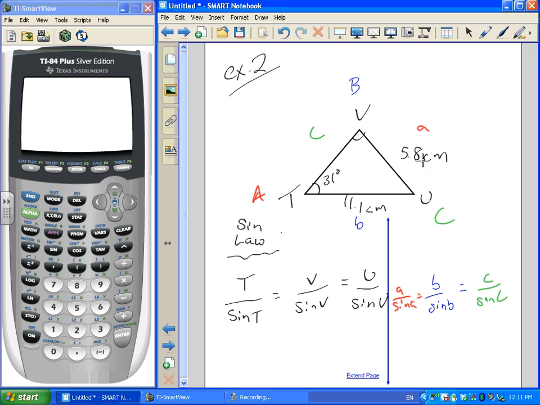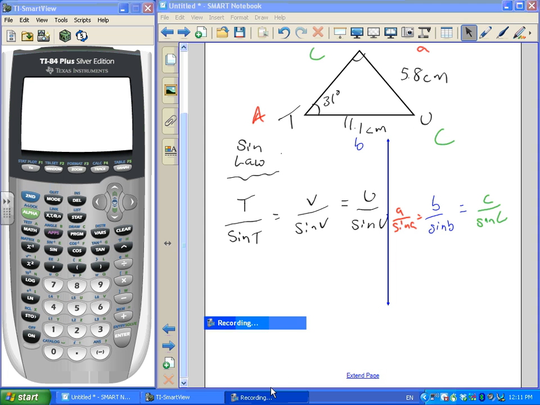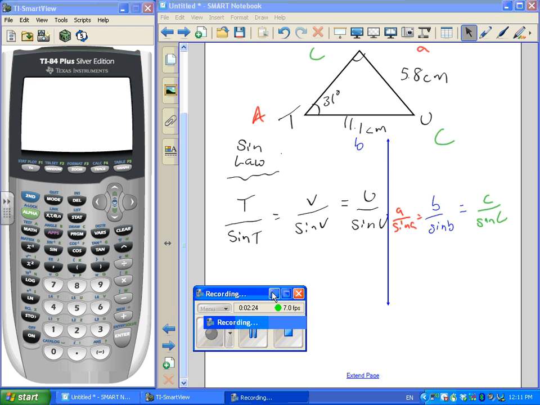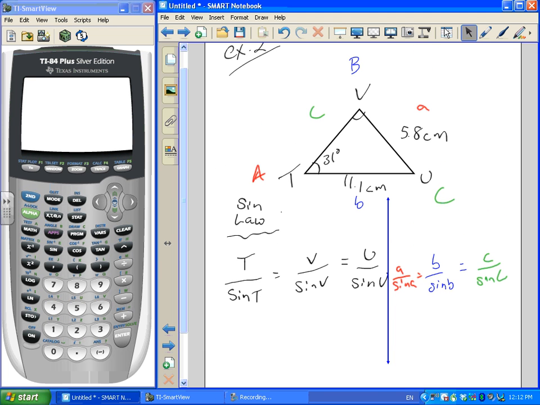Okay? So I can set this sine law up either of these 2 ways. It's completely up to you. If you prefer working with A, B, and C, you want to rename the triangle, that's fine. If you're good enough with this where you can just take their letters and use them, either way is fine. I'm only going to solve it using one way, so let's do a vote right now. So once again, the vote said TVU. We're going to do TVU.